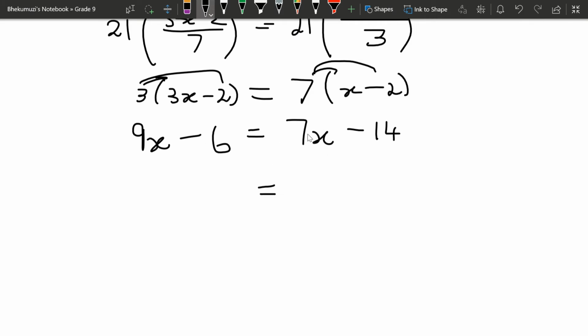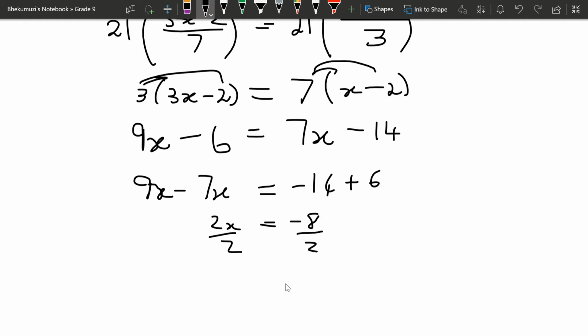Now the only thing we need to do is group the like terms. So it will be 9x minus 7x, and we take negative 6 and it becomes positive 6, so it's minus 14 plus 6 on the side. Then we know that 9 minus 7 would actually give us 2x, and minus 14 plus 6 would actually give us minus 8. Then we divide that by 2 on both sides, and we find that this would be minus 4, right? And that would be your final answer for that one.